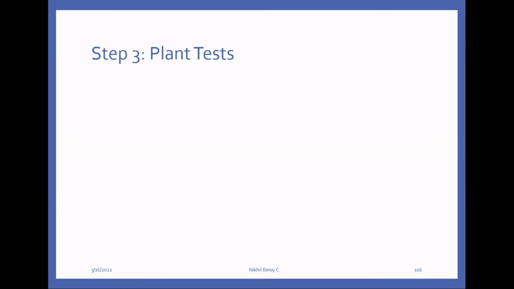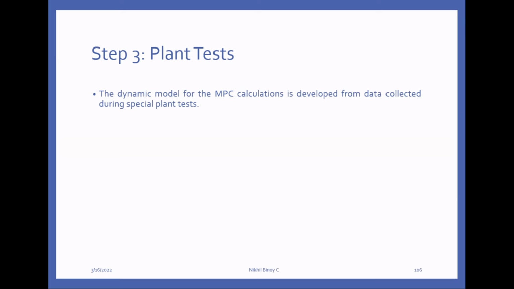Now step 3 is the plant test. Here we are using some dynamic experimental data, meaning we are finding the dynamic model. The dynamic model for the MPC calculations is developed from data collected during the special plant test. This is a crucial, very important step. Actually it is time consuming. It typically requires days or even weeks.